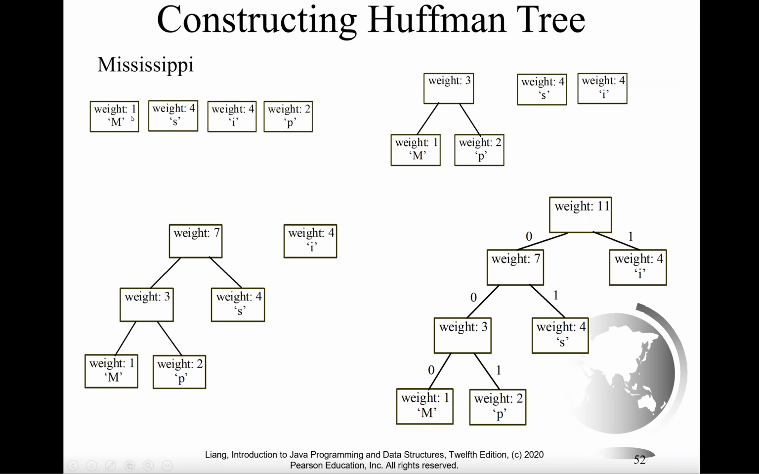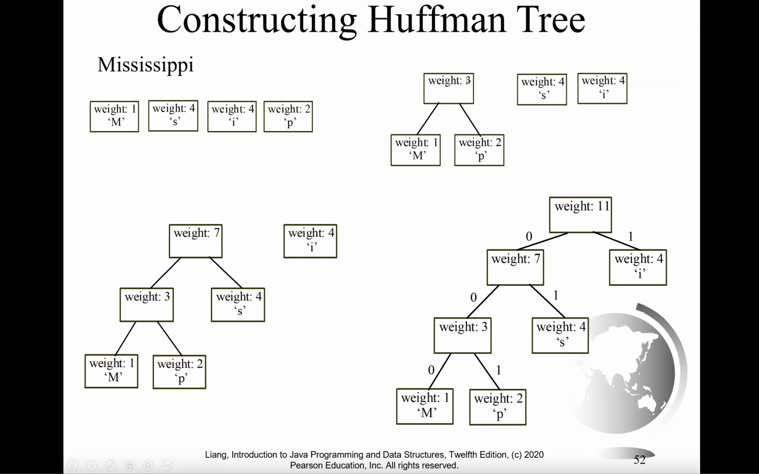Next we're going to pick the smallest weights, which are 1 and 2. So these are less frequently used. Combine them together to form a new tree. The total weight is 3, and there's the root right here.